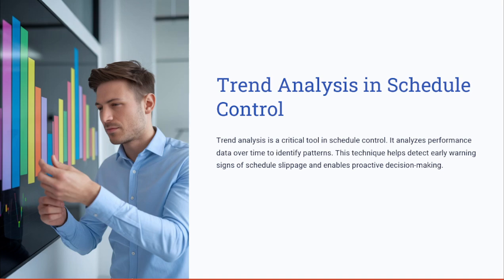One of the most important tools that you can utilize to help you do your schedule control in a more effective way is trend analysis. Trend analysis is a critical tool in schedule control. By analyzing historical performance data, project managers can detect trends and take proactive steps to prevent major schedule deviations. This approach minimizes the risks and helps the project stay on track.